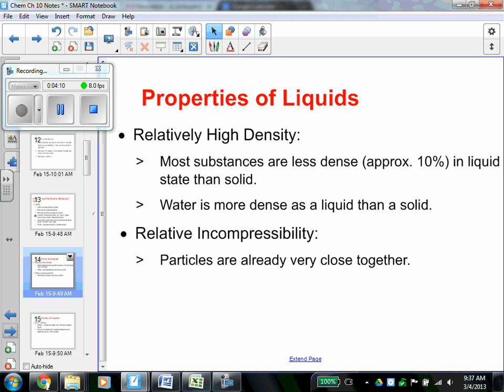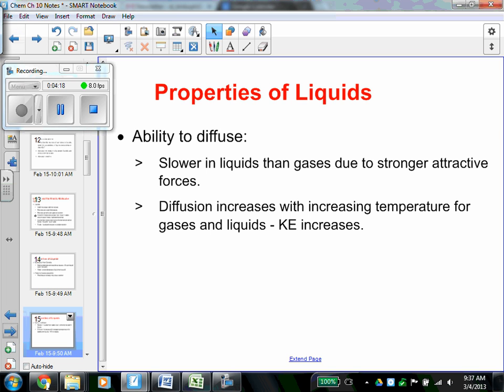Okay? Liquids are relatively incompressible. Particles are already close together, so you can't squish them like you can squish gases. Next, liquids do have the ability to diffuse. Even though it's a condensed state, even though the particles are very close to one another, we know that they can slide past one another. These particles are in constant, random, rapid motion. So with liquids, it is slower.